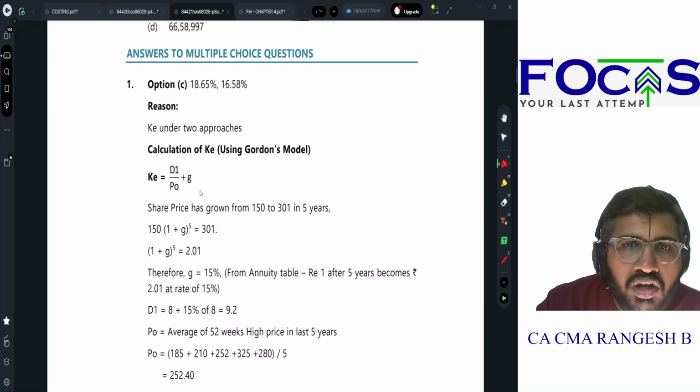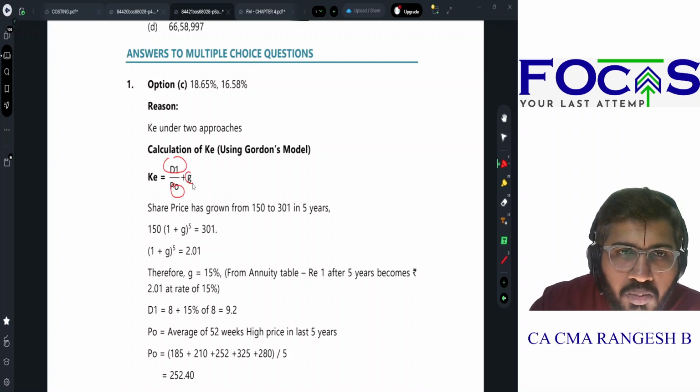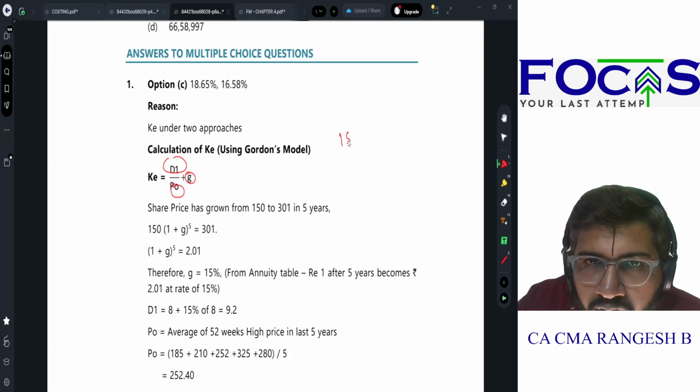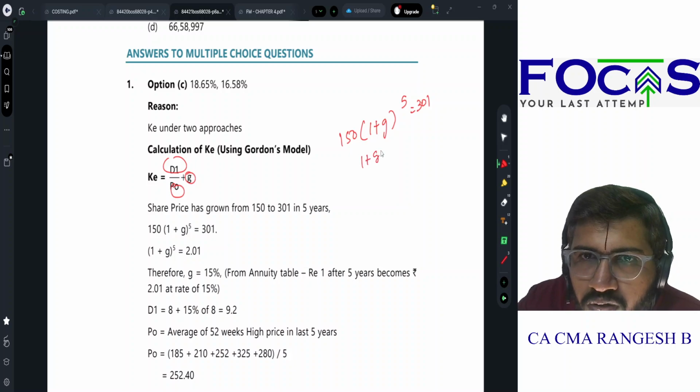So first in the model, Gordon model, D1 by P0 plus G. Simple. So how much is growth? It was 150 before 5 years into 1 plus G to the power 5 is 301. 1 plus G to the power 5 is 2.01.